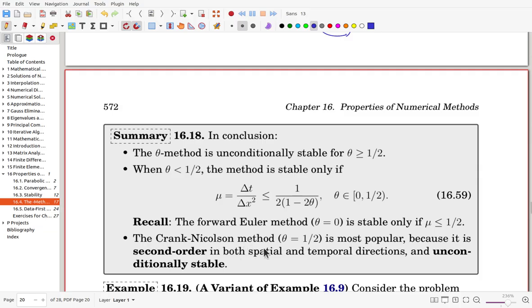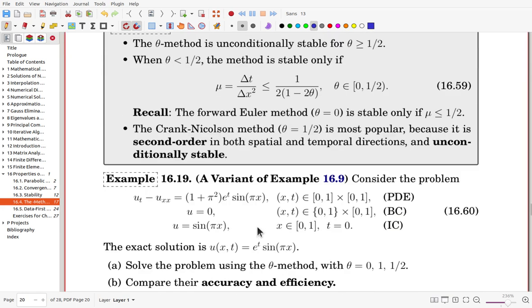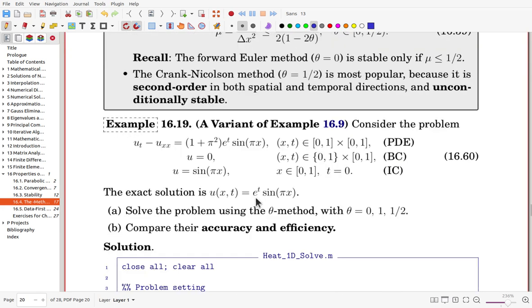For the Crank-Nicolson method, it is really popular because it is second order in both spatial and temporal directions, and unconditionally stable. Okay, let's see here, solve this problem. Now it is a little bit of a perturbation of the example we earlier considered.